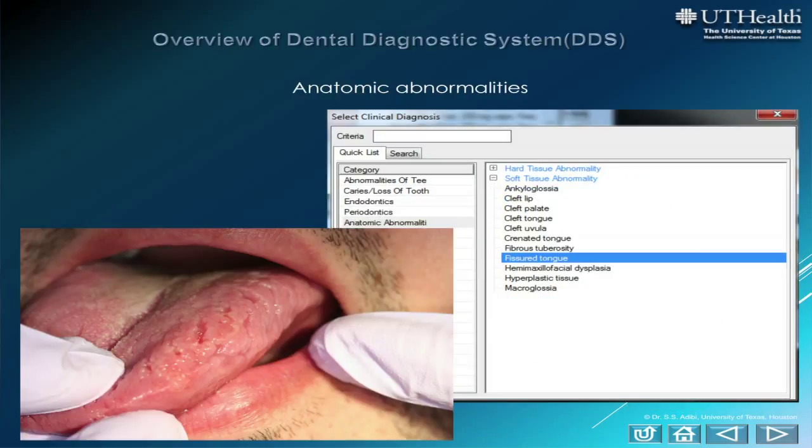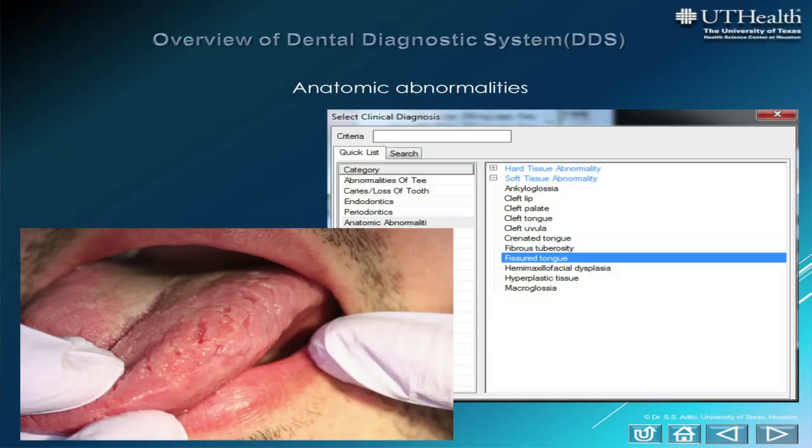Anatomic abnormalities have two subcategories of importance: hard tissue abnormality and soft tissue abnormality. This 35 years old male Caucasian patient presented with chief complaint of "I have bad taste in my mouth." It may cause no symptoms other than sensitivity to hot and spicy foods. About 5% of the general population in the United States may have this benign condition.